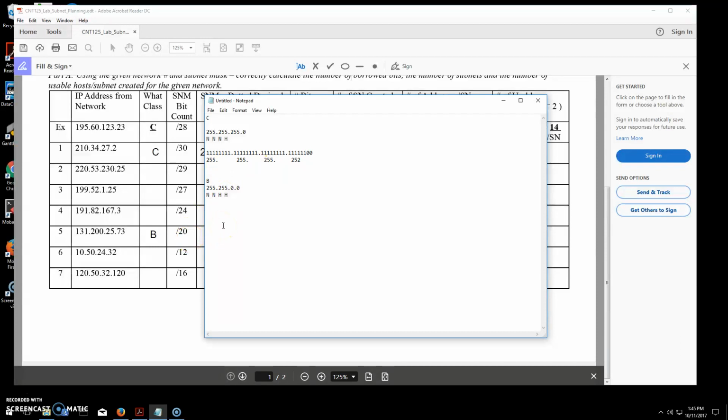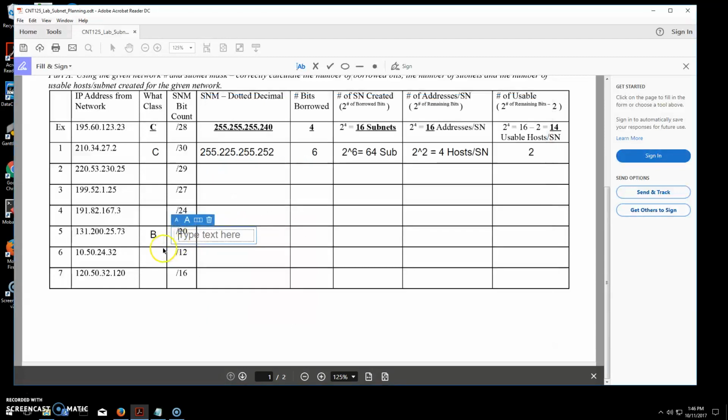I should be expecting 1, 2, 3, 4, 5, 6, 7, 8. I erased too much. 1, 2, 3, 4, 5, 6, 7, 8, and so on for four octets. That is my normal class B stuff. Well, in this case, we're dealing with a /20.